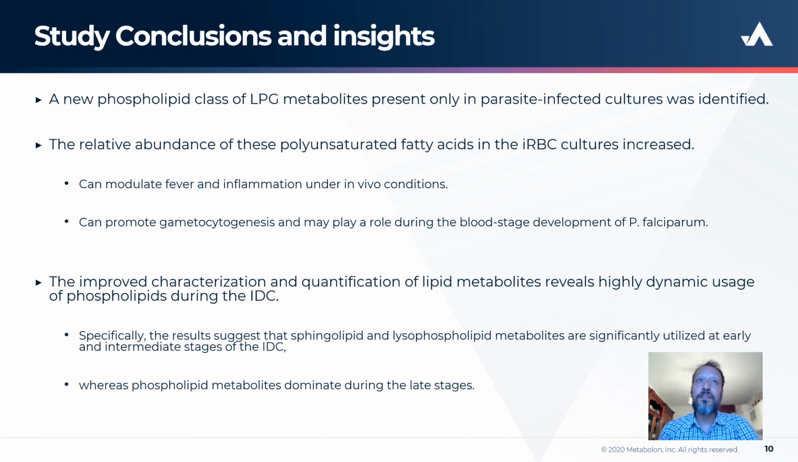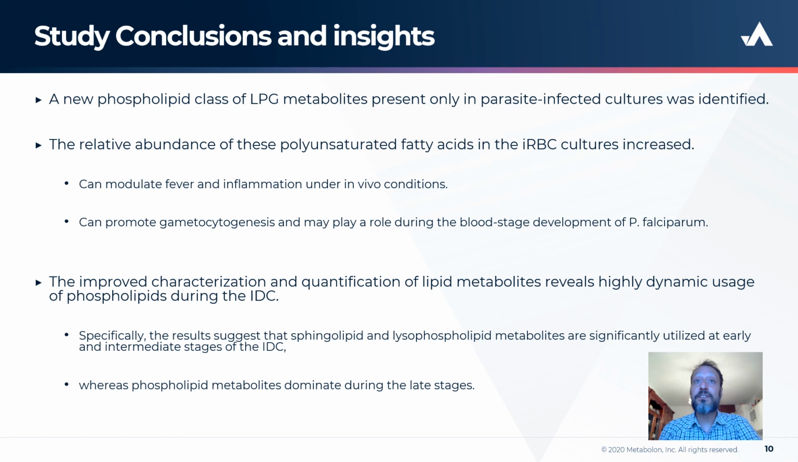The relative abundance of these polyunsaturated fats in the infected red blood cells increased. These metabolites are precursors for synthesizing eicosanoid signaling molecules, which when released in the host blood plasma can modulate fever and inflammation under in vivo conditions. They're also known to promote gametogenesis and thus may play a role during the blood stage development of Plasmodium falciparum.